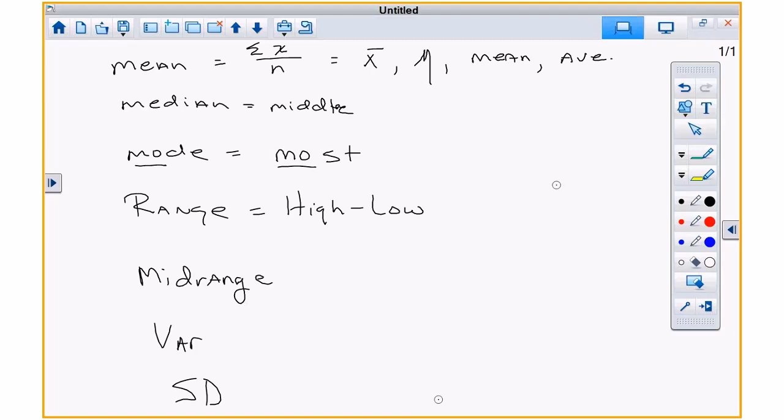Mid-range. Mid-range is kind of the middle. It's the calculated middle. Okay? Calculated middle. What's the difference in the median? The median is the presence.